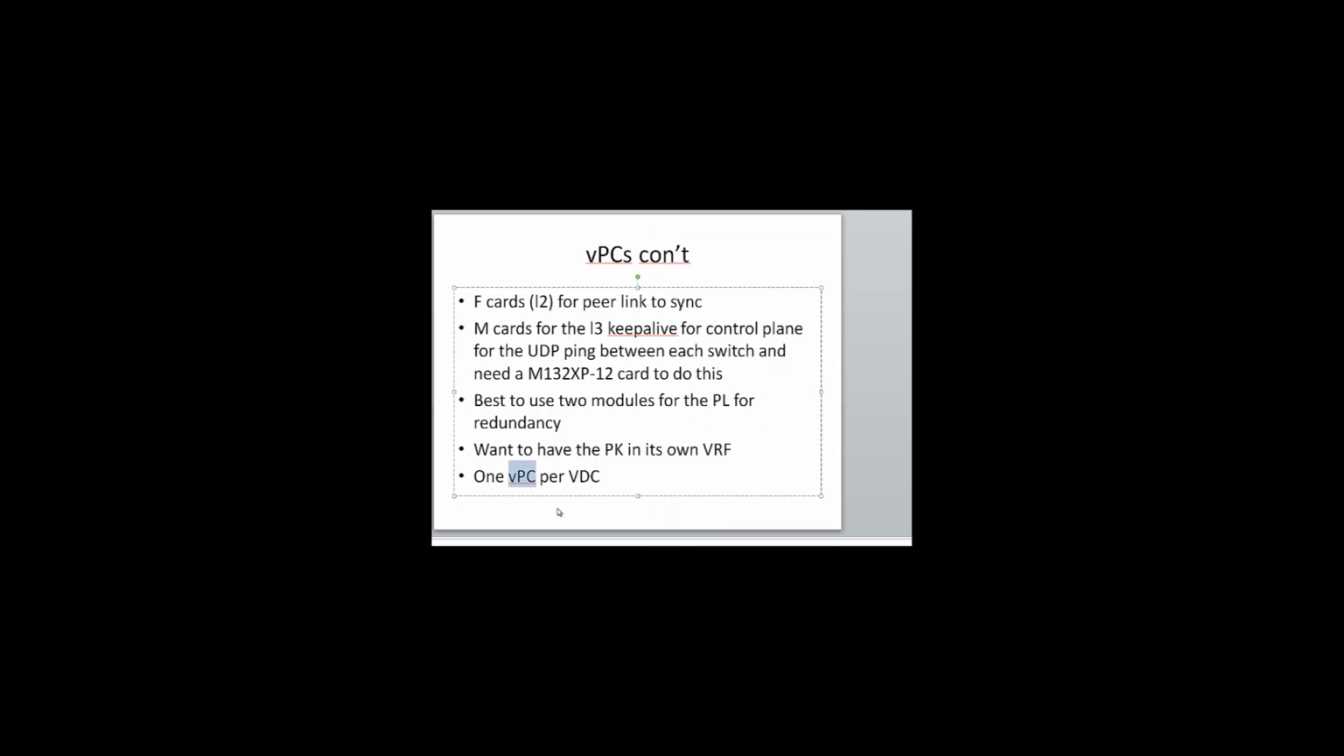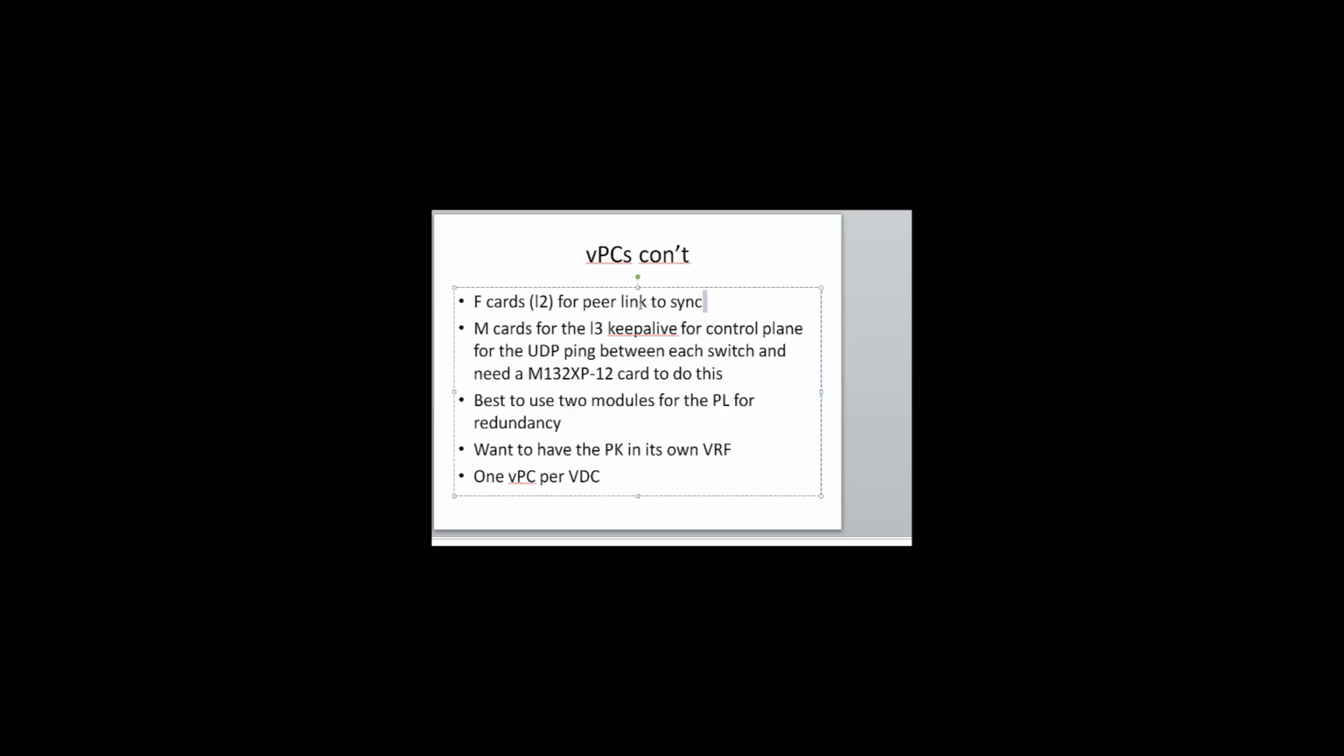So in here, if I have 4 VDCs, I could potentially have up to 4 virtual port channels. If I have 2 VDCs, I could have maybe 2 virtual port channels, if you want to actually have them both connected to each other in that way. But let me go back to my first bullet here.